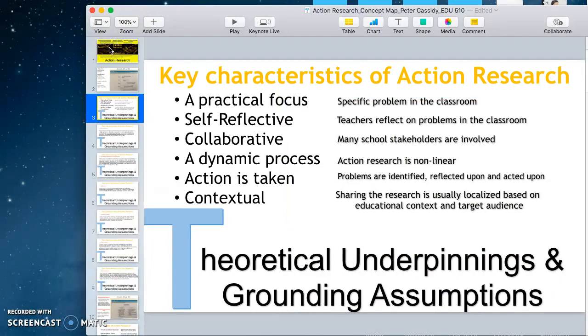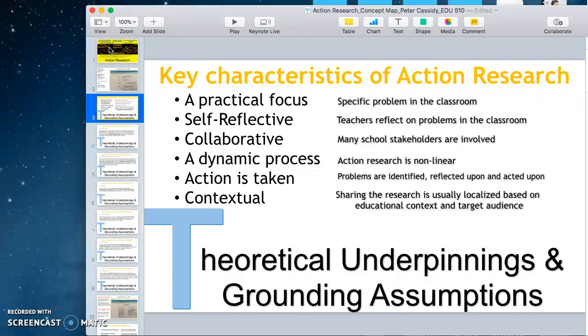All right, some of the key characteristics of action research. As I mentioned, it's a practical focus, so a specific problem in the classroom or society, perhaps. It's self-reflective. So teachers are reflecting on problems in the classroom, and during the process, constantly reflecting on even the data collection, the analysis. There's self-reflection throughout the entire process, and you'll see that a little later. It's collaborative, okay? You want to get as many stakeholders involved as possible. The more people who are involved, key stakeholders, the better. And it helps with the reflective process as well.